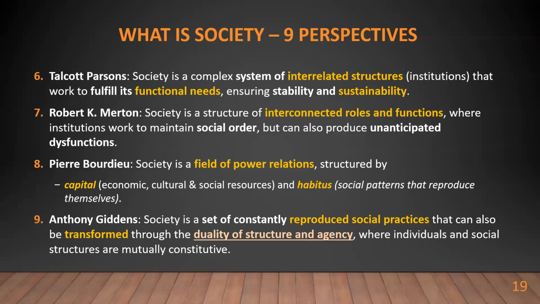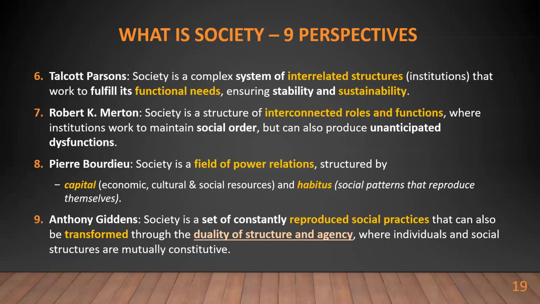And then there's Anthony Giddens. Society is a set of constantly reproduced social practices. So here you see the habitus influence that can also be transformed through the duality of structure and agency. We're going to talk about the duality of structure and agency towards the end of the lecture, because it's going to end with the discussion of Giddens' structuration theory.